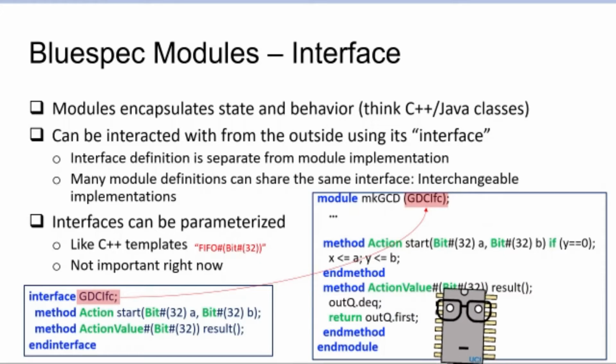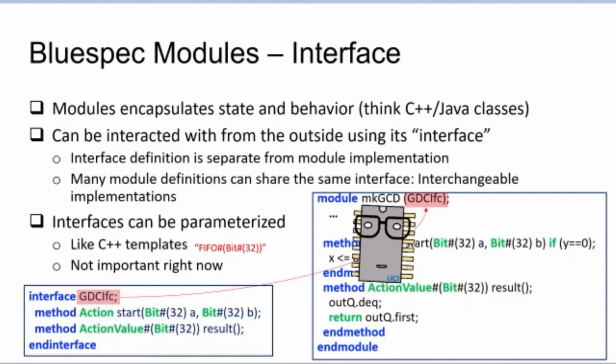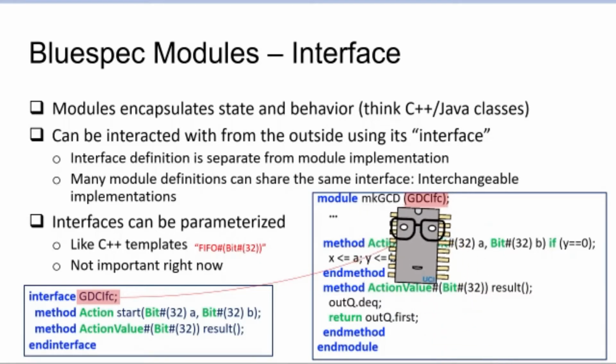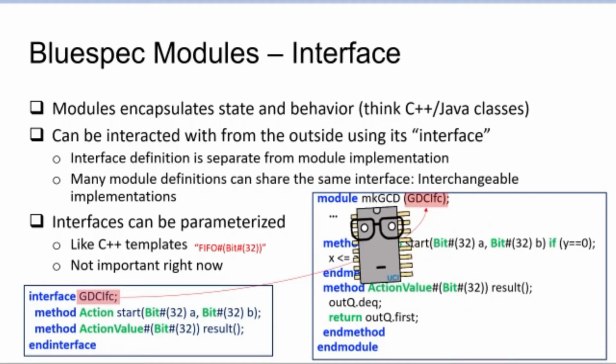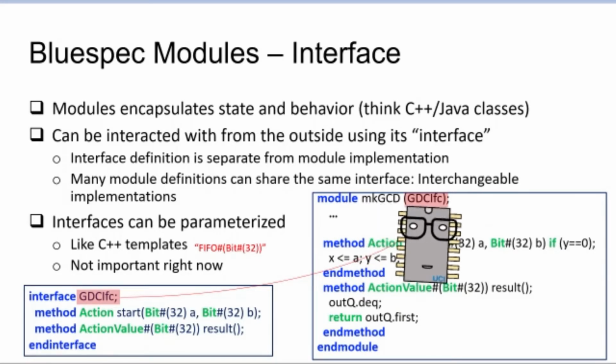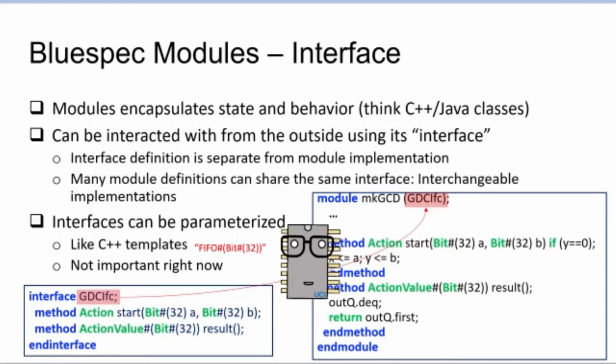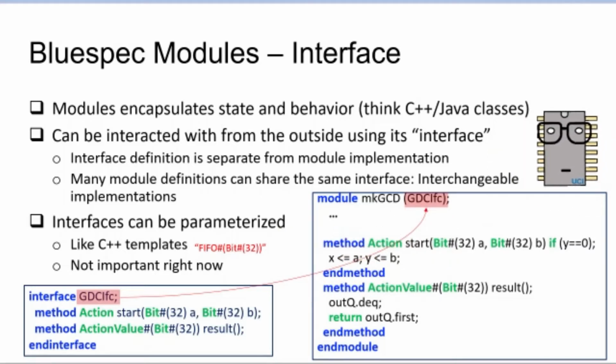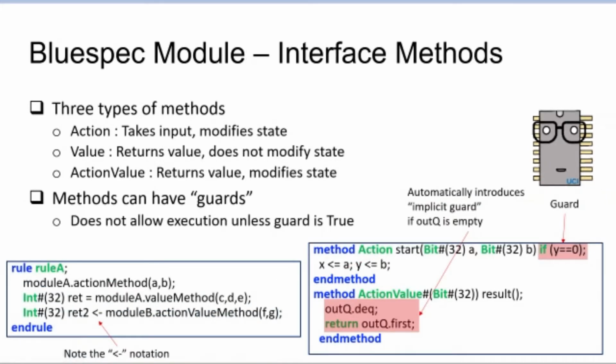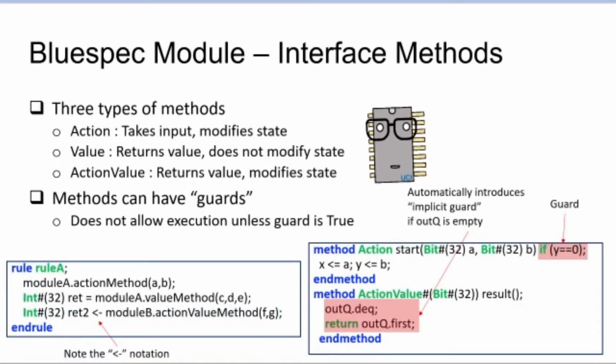So yeah, you can have a module called make GCD, which implements this GCD IFC. You can have another implementation of make GCD, it could be make GCD2 or whatever, which also inherits this GCD IFC. And each of these modules can be used interchangeably. We'll see examples of this pretty soon. And we kind of pointed this out already.